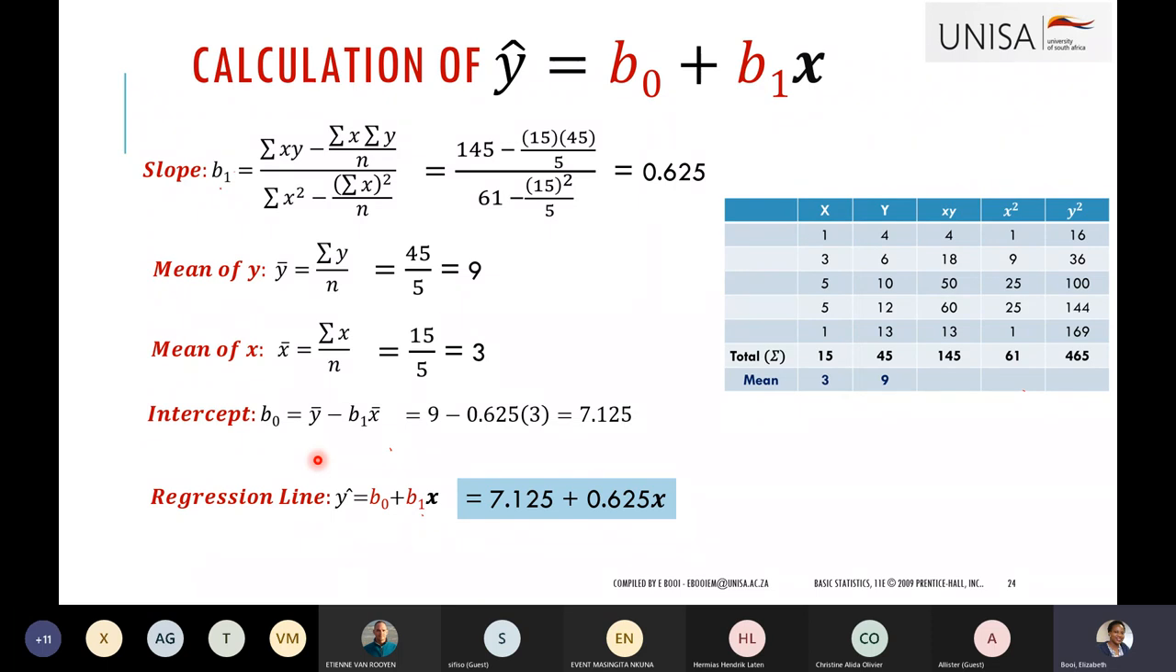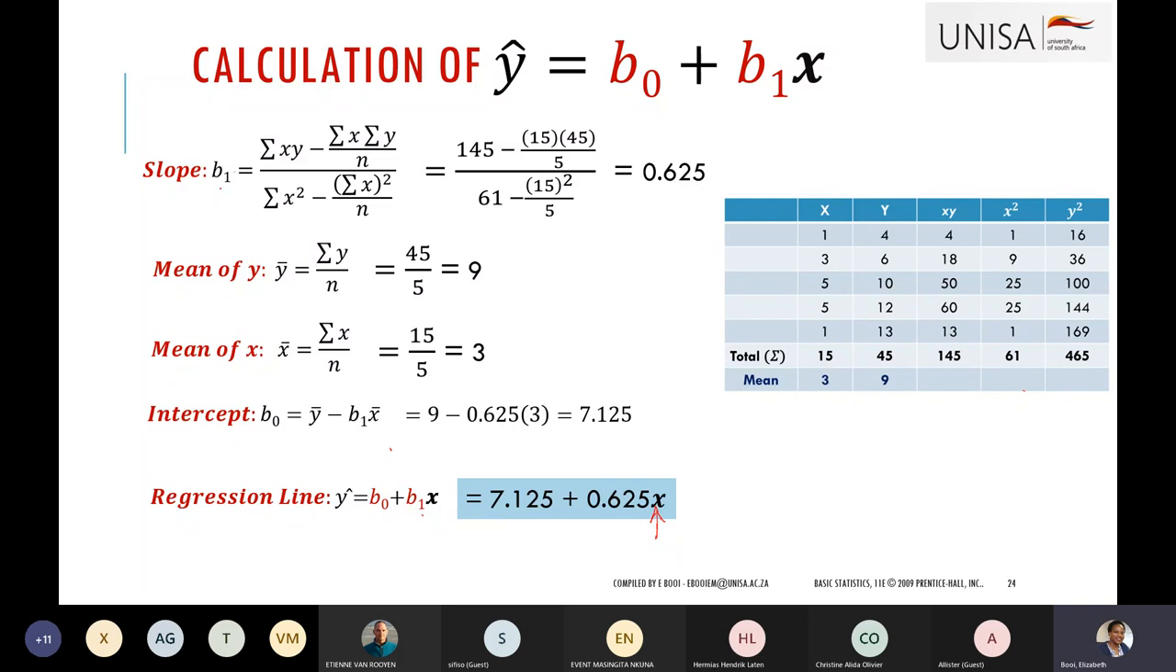The supervisor's grade, the regression line for that, will be 7.125 plus 0.25x. And if we want to estimate the new value of x, whether we want to calculate for 8 or for 2, then you can just substitute the value there like we did with 4. And that is the regression.